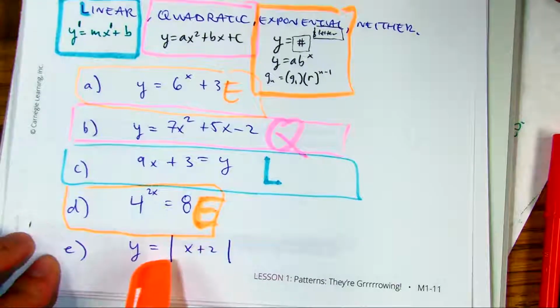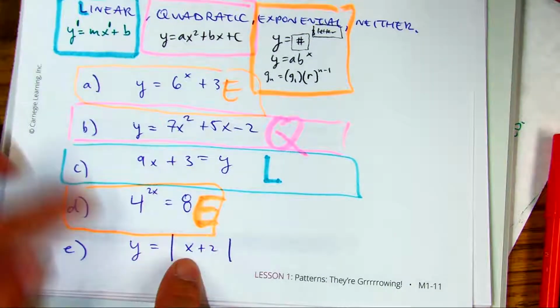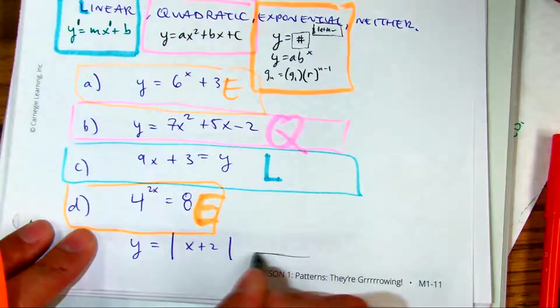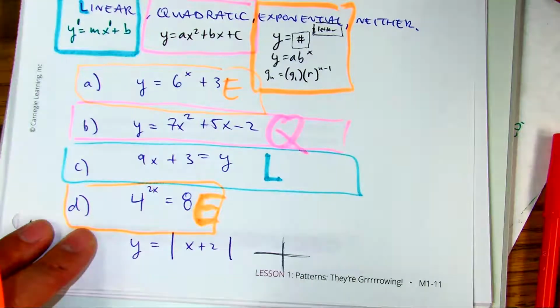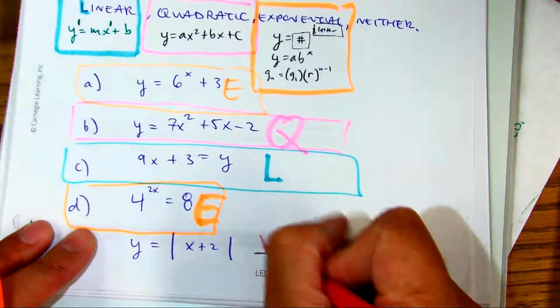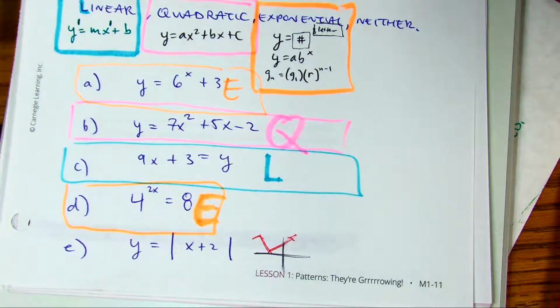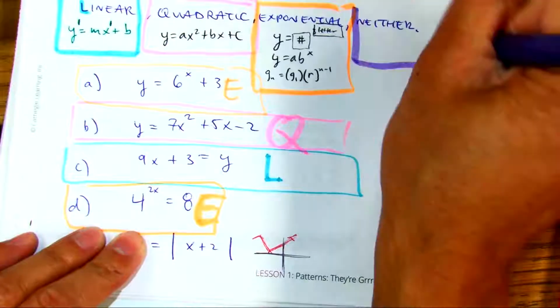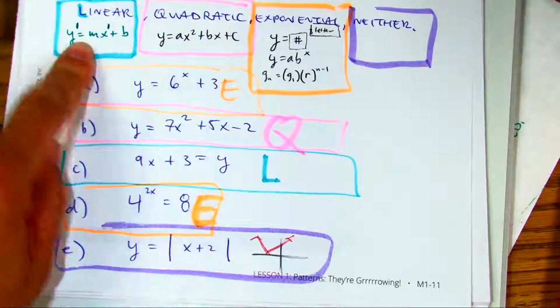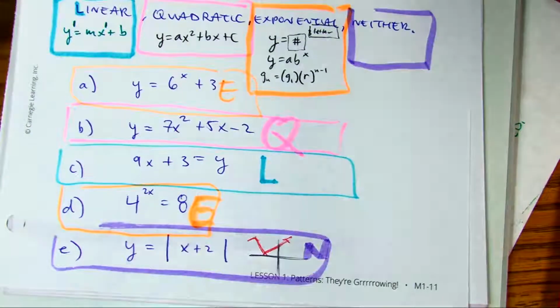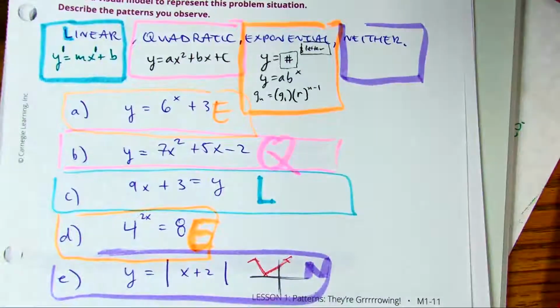Alright, this one here, although it has an x and a y to the first power, you have these symbols, and this symbol is going to look like an absolute value, and it's shifted over to the left, but this is what it looks like. Raise your hand if you've seen that before. Seen it? Yeah? Okay. So that is a neither. It's a neither because it's not linear, it's not quadratic, and it's not exponential. That's why it's neither. So 5 examples of identifying the function families.